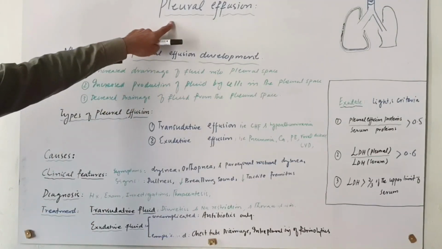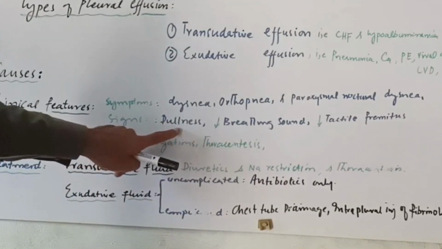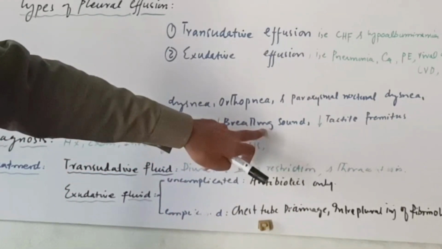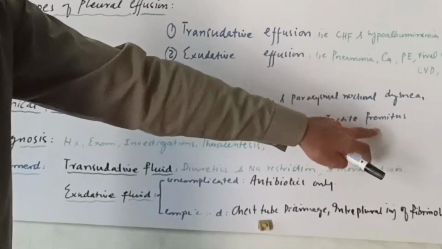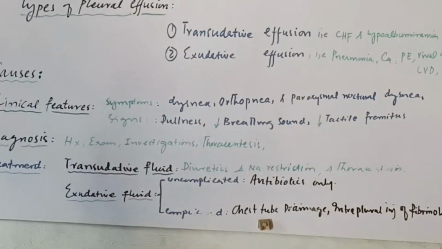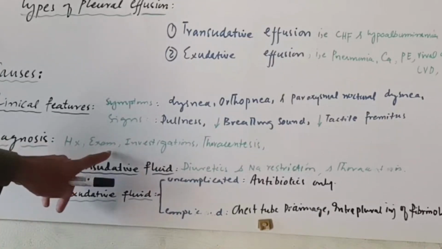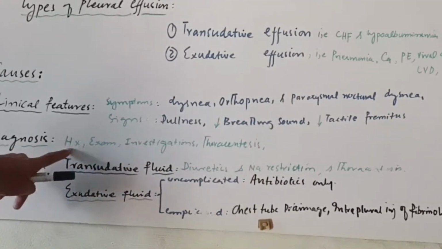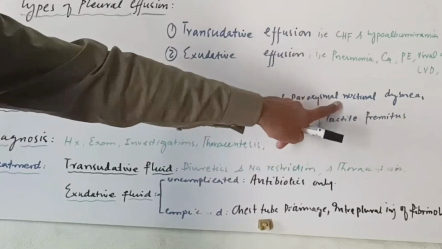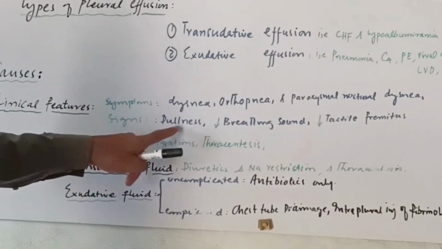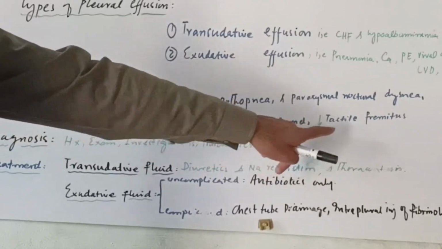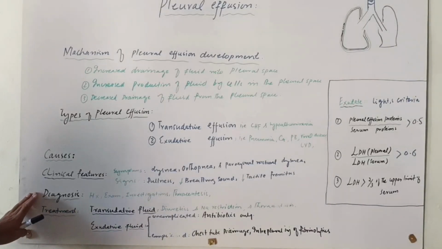What are the signs in a patient of pleural effusion? There is dullness when we percuss the chest of the patient, the breath sounds will be decreased, and the vocal fremitus on the chest of the patient will also be decreased. So now, how to diagnose pleural effusion? Always start from the history, then proceed to the examination, and then the investigations. In the history, the patient may tell you about dyspnea, orthopnea, and paroxysmal nocturnal dyspnea. While on examination, you may find dullness, decreased breath sounds on auscultation, and decreased vocal fremitus.